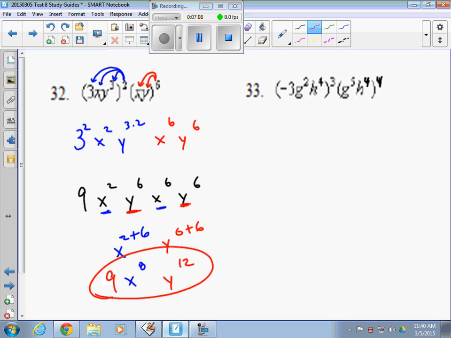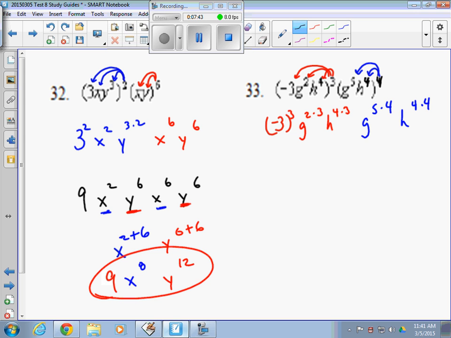Negative 3g squared, h to the 4th to the 3rd. The 3rd power is going to all of this. Negative 3 to the 3rd. G squared to the 3rd means times 3. And h to the 4th to the 3rd means h to the 4 times 3. The 4th power is going to everything on the other one. G to the 5th to the 4th means 5 times 4. H to the 4th to the 4th means 4 times 4.